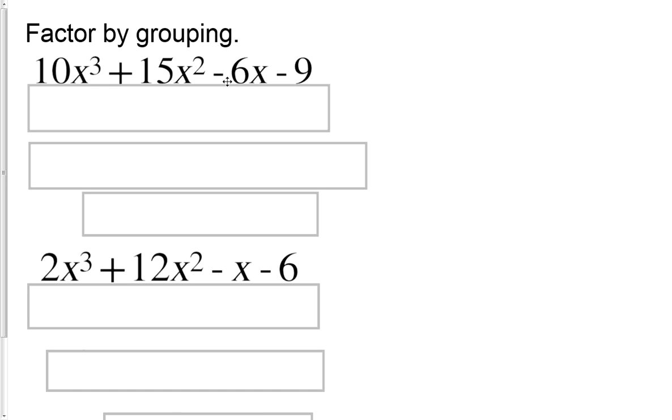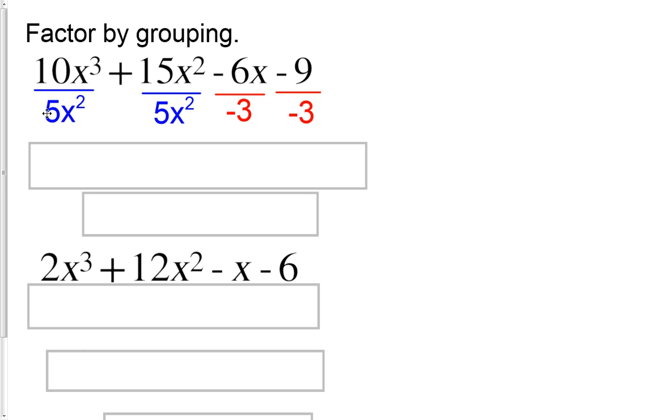Over here, what do we have? Minus 6 minus 9. They both have a 3, but we need to take a minus 3. So we're taking 5x squared out on the left, minus 3 on the right. And then what's left over? Taking out 5x squared, I've got 1x, and 10 divided by 5 is 2. So this first piece will have a 2x. Over here, what's left? Divide by 5, 3. The x squared's canceled, so we're going to end up with a 2x plus 3 over here.